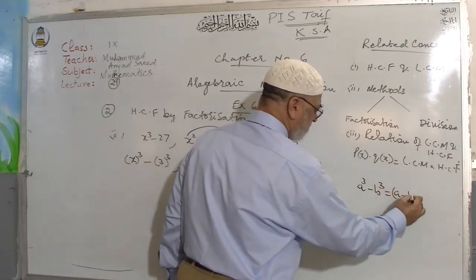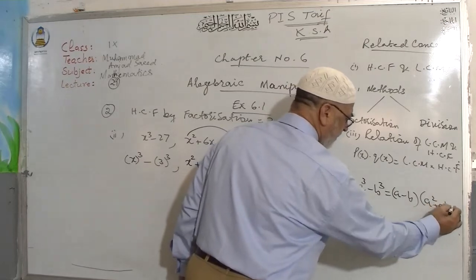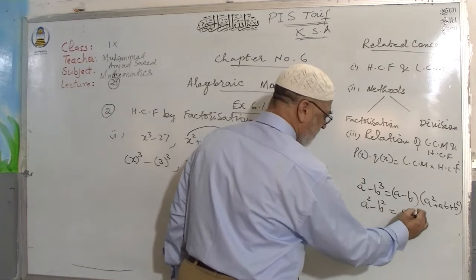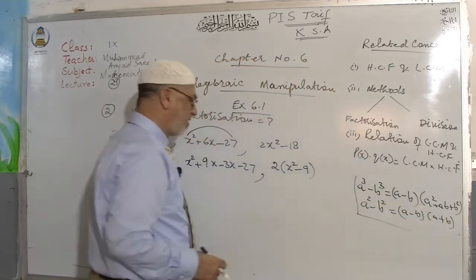Remove 3 and 3, small bracket a minus b. A square here is minus, it will be plus ab plus b square. And you know that a square minus b square is a minus b into a plus b. That is a well-known formula you are using.